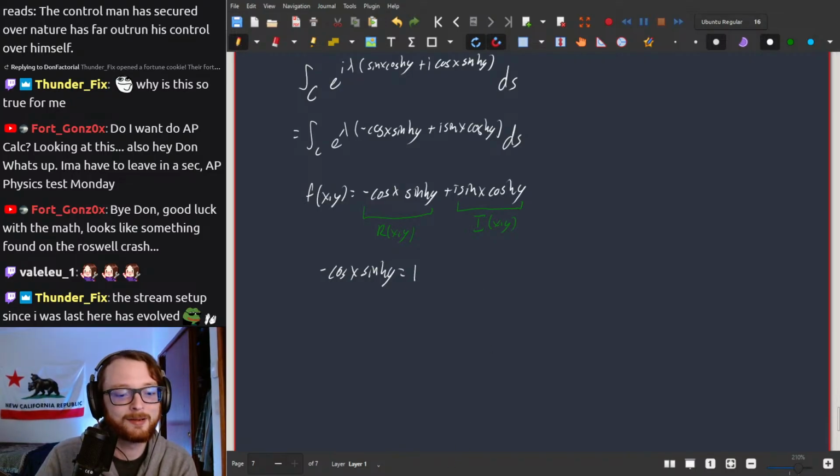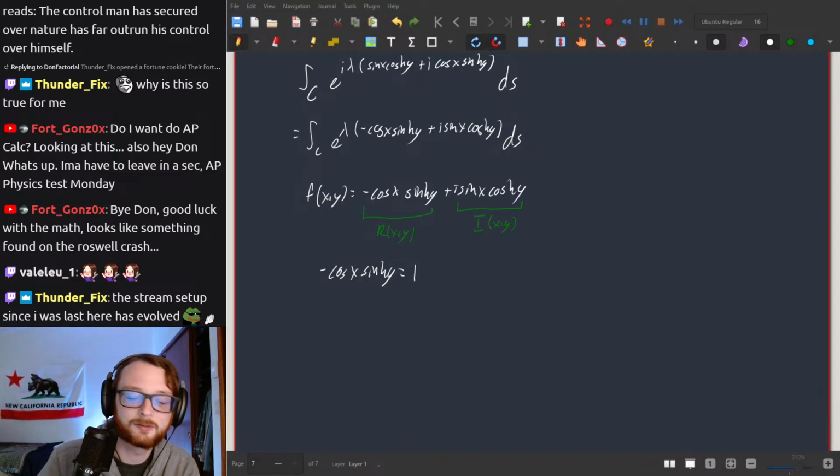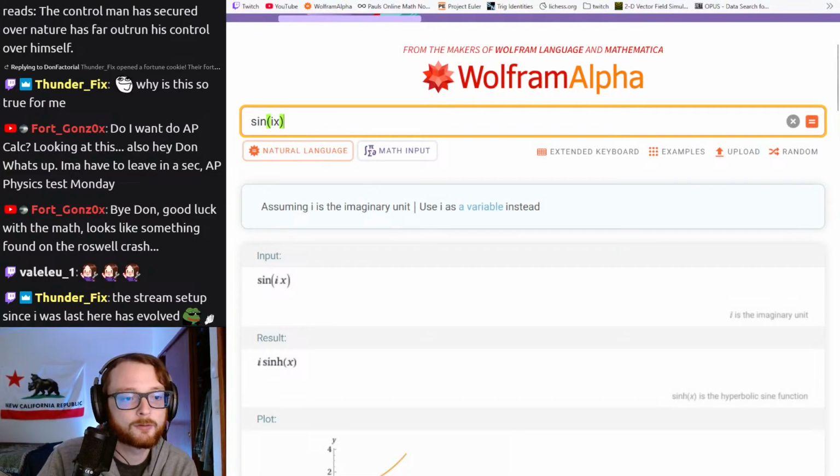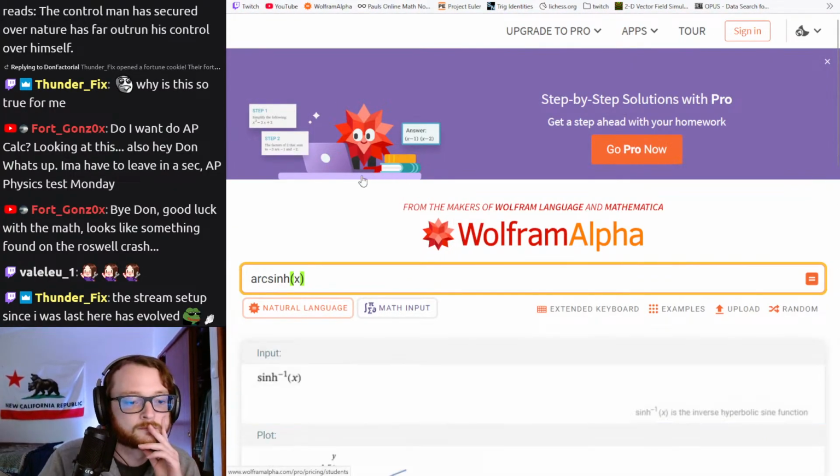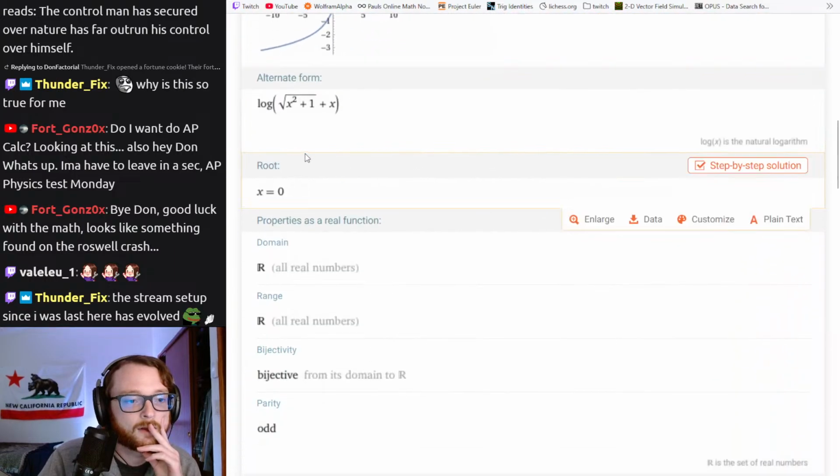I believe inverse sinh, that should have a definition with natural logs. Oh, that's disgusting.